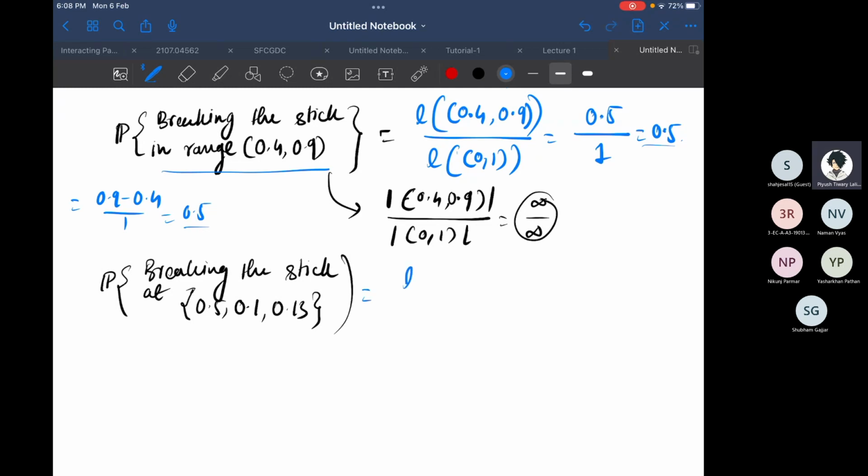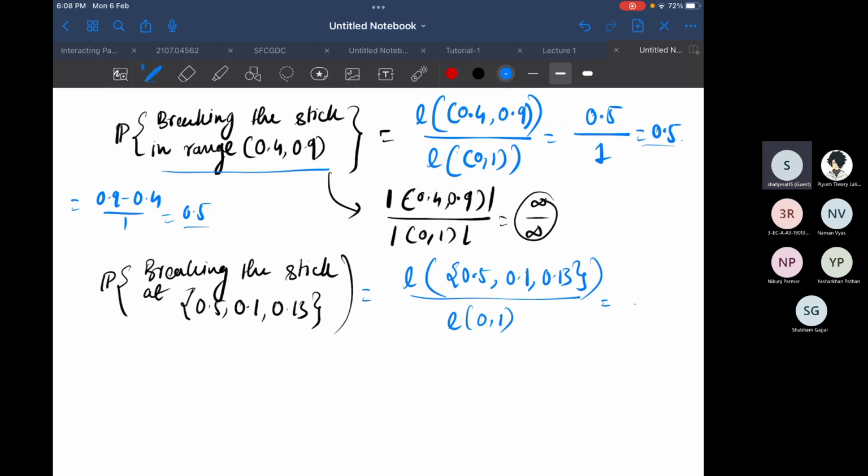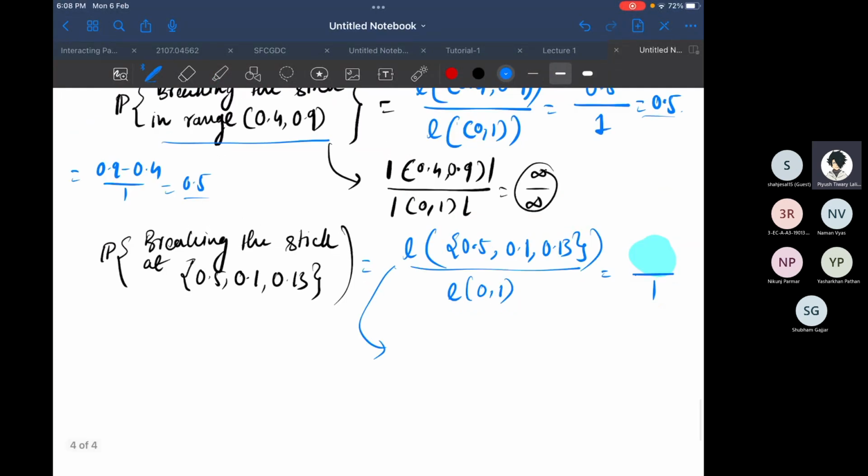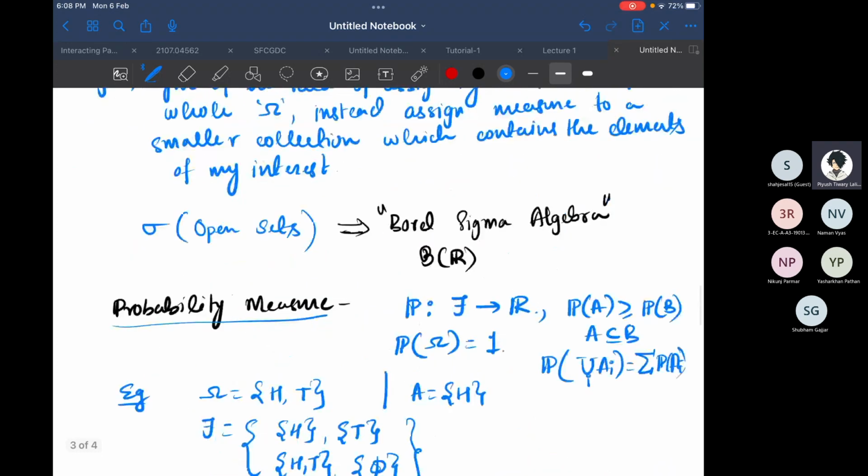Okay, so let us see. The length of this set, 0.5, 0.1, 0.13. And now the length of 0, comma 1. Now the denominator is 1, so let's not worry about that. So what would be the numerator here? This is the question. To find this numerator, let me resort to this definition of probability measure.